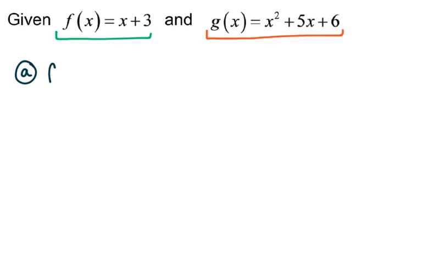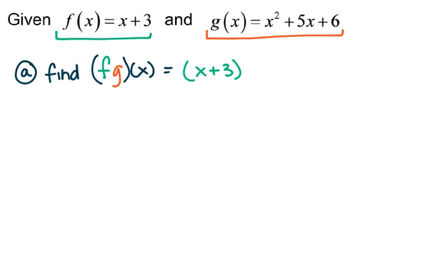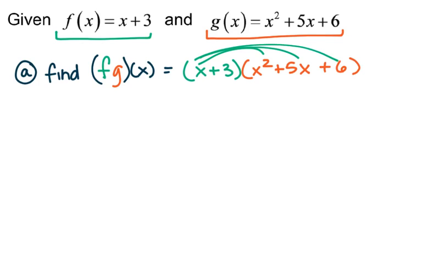So maybe A, we might be asked to find f times g of x. F times g of x just means we would multiply these. So that means x plus 3 is my f of x times g of x, which is x squared plus 5x plus 6. And of course, in order to multiply this, we need to distribute. So we'll say x times each of these three terms, as well as 3 times each of these three terms.